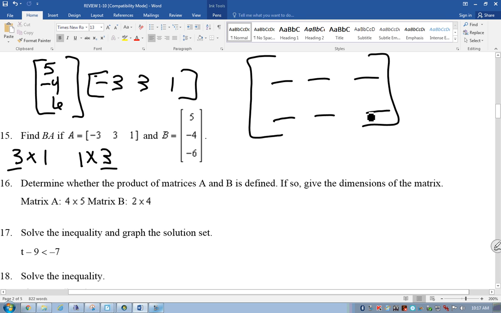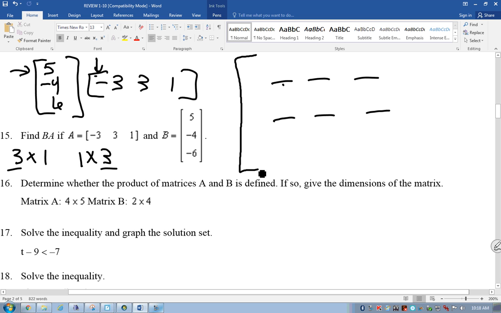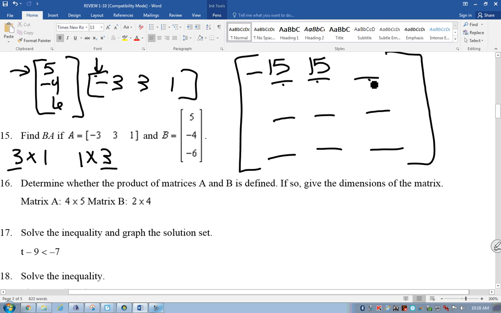This first position right here is row 1, column 1. So I'm going to multiply row 1 by column 1. Our first one is 5 times negative 3, correct? Negative 15. This next position is row 1, column 2, so that's 5 times 3, so I should get positive 15. This is row 1, column 3, so that's 5 times 1 is 5.